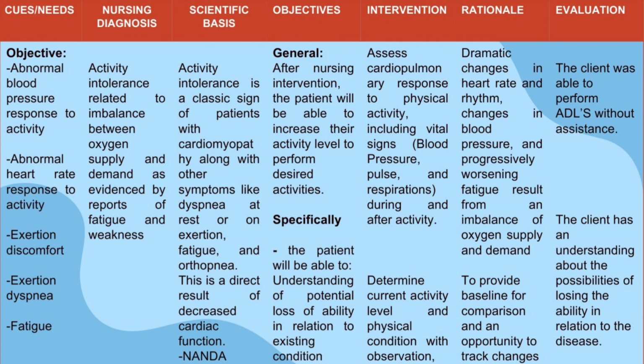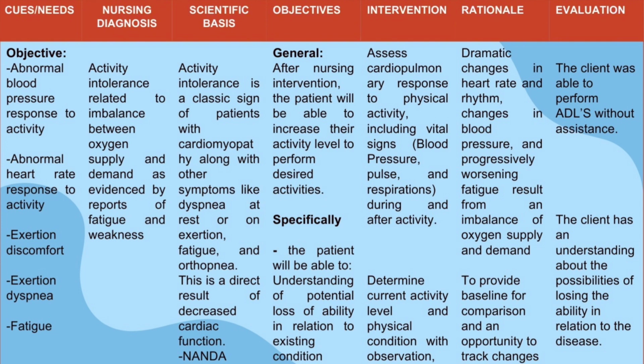Specifically, the patient will verbalize understanding of potential loss of ability in relation to the existing condition, identify alternative ways to maintain desired activity level, and show decrease in physiological signs of intolerance, such as pulse, respiration, and blood pressure still within normal range. Interventions. Assess cardiopulmonary response to physical activity, including vital signs such as blood pressure, pulse, and respirations during and after activity, because any dramatic changes in heart rate and rhythm, changes in blood pressure, and progressively worsening fatigue result from an imbalance of oxygen supply and demand.